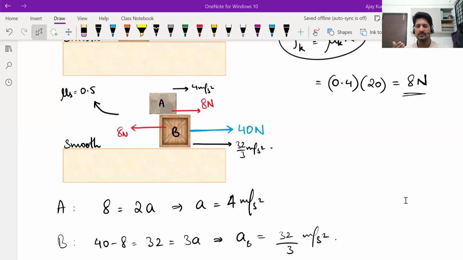So what I suggest is, assume they slide together, find out how much friction is necessary to make that happen, and check if that much friction is available or not. If it is available, well and good, your assumption is correct. If that much friction is not available to make them slide together, then your assumption that they slide together is wrong. So they slide separately, apply kinetic friction, get the accelerations.